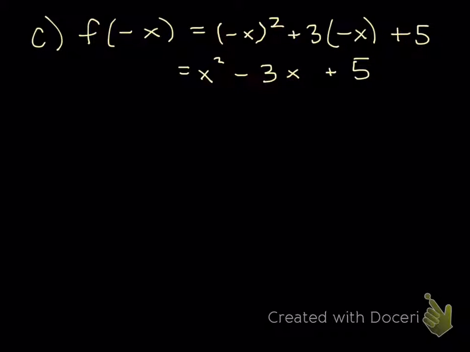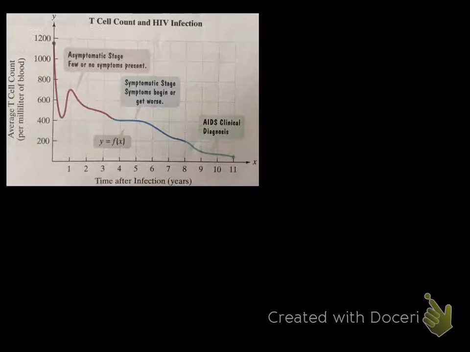The next thing that we're going to talk about is analyzing a graph. So here we have a graph about the T cell count in the HIV infection, which is your human immunodeficiency virus. So notice your x-axis represents the time of infection, the time after infection. So basically it's the number of years that's gone by after you get the virus. And your y-axis, which is f of x, represents your average T cell count. So the first question, letter A, says explain why this is a graph of a function.